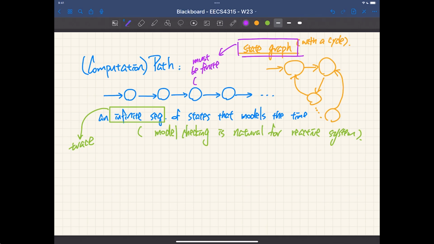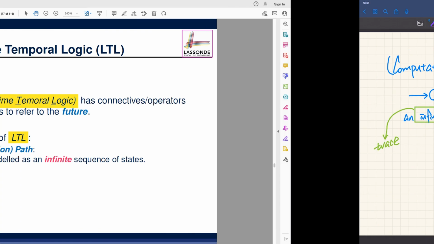Actually, it should be small enough to fit into memory. Very good question. Definitely distinguish between the finite state graph and the sequence, like a trace, which can be infinite. That's really important to note. All right, that's the first concept about computation path, the trace.